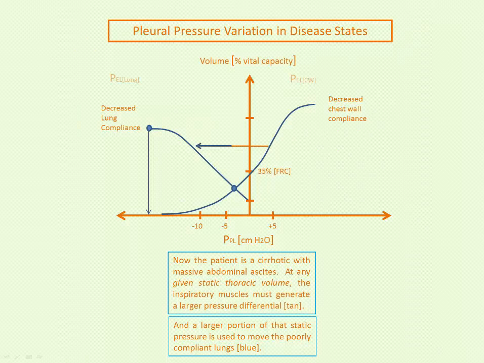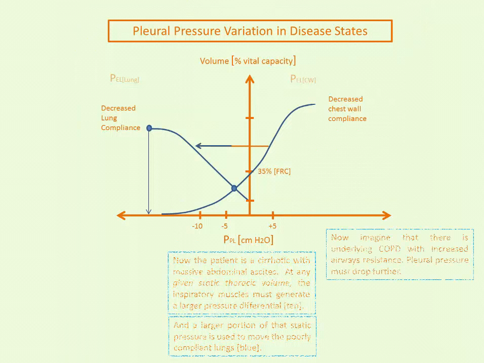So a larger portion of that static pressure is used to move the poorly compliant lung. So from FRC to the lung elastance curve, this is the amount of pressure that's used to move the lung, and this is the total amount of pressure used to move the entire respiratory system.